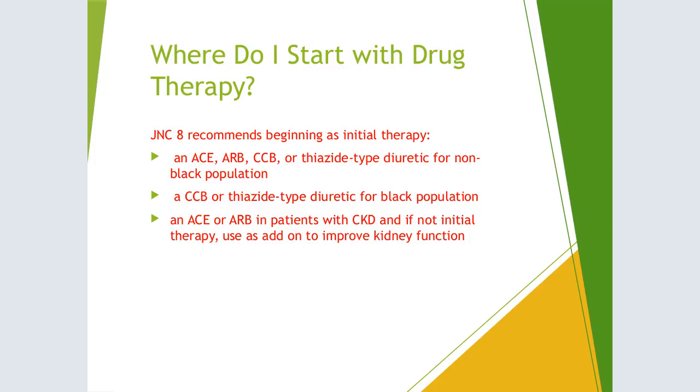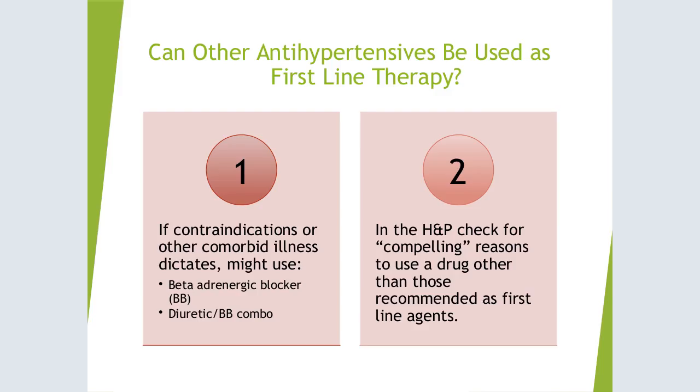Where do I start with drug therapy? JNC8 recommends an ACE inhibitor, ARB, CCB, or thiazide diuretic for the non-African population. African American populations do best with calcium channel blockers or a thiazide diuretic first line. An ACE or an ARB is used in patients with chronic kidney disease; you add on the ACE or ARB if they're already on something else to improve kidney function. If they have poor GFR, stage 4, stage 5 kidney disease, especially stage 5 for sure, you have to get rid of the ACE and ARB because it's making it worse. It no longer becomes helpful.